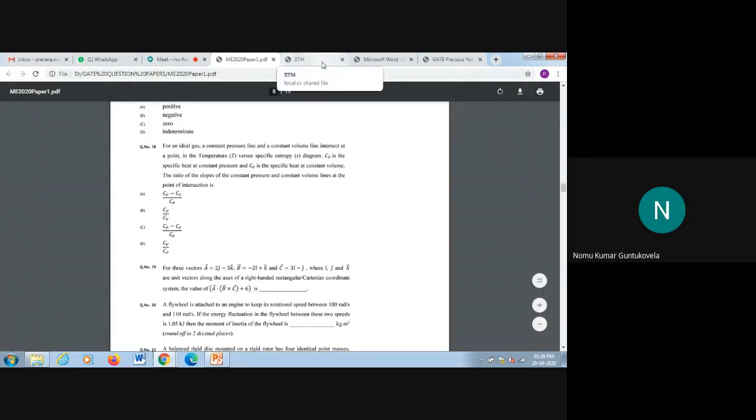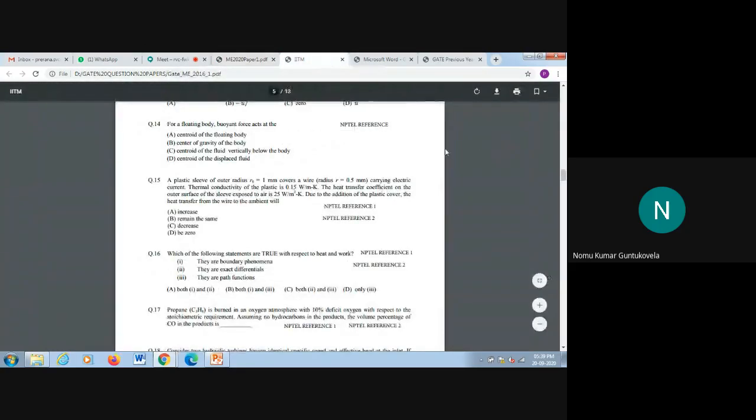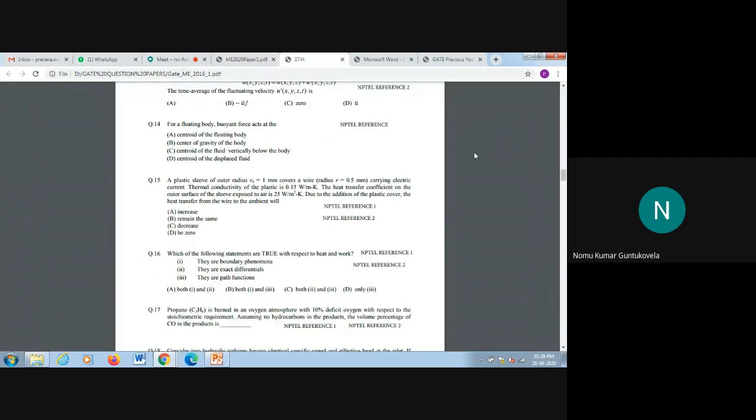Okay, so listen. In this one we are having only one bit, that is the floating body. The buoyant forces act as the... for a floating body. For floating bodies, we will get the boundary layer theory, and in that we can find out the floating bodies and the buoyancy forces.